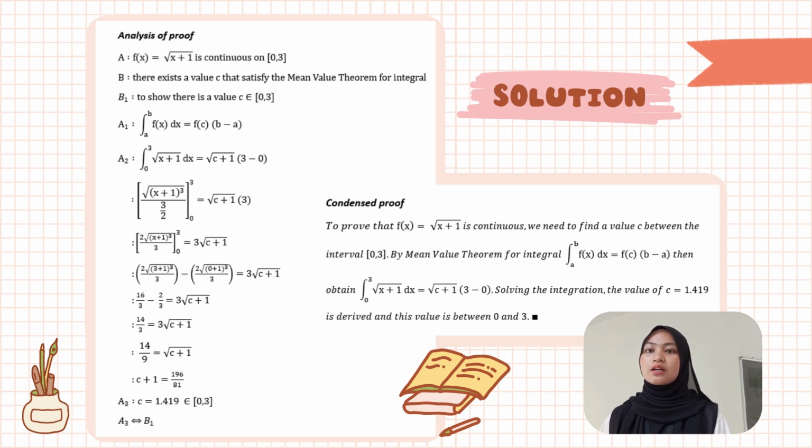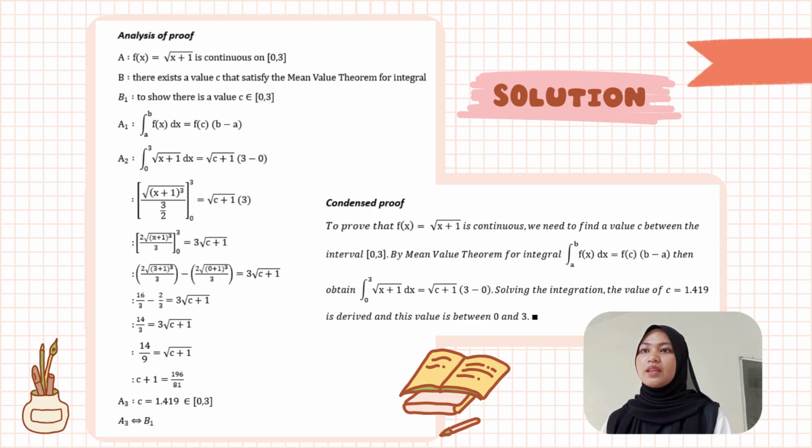So for A2, we use the integral from 0 to 3 of the function f(x), which is the square root of x plus 1, dx, equals f(c), where we substitute the c value for the x value, which is the square root of c plus 1, times b, which is 3, and a, which is 0, so 3 minus 0. For the next step, we integrate the square root of x plus 1. It will be (x plus 1) to the power of 3 over 2, divided by 3 over 2, equals the square root of c plus 1 times 3, which is 3 minus 0.